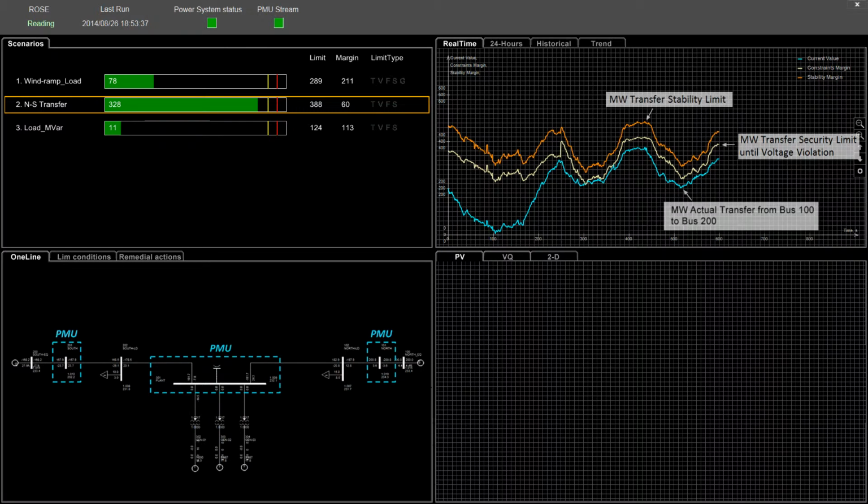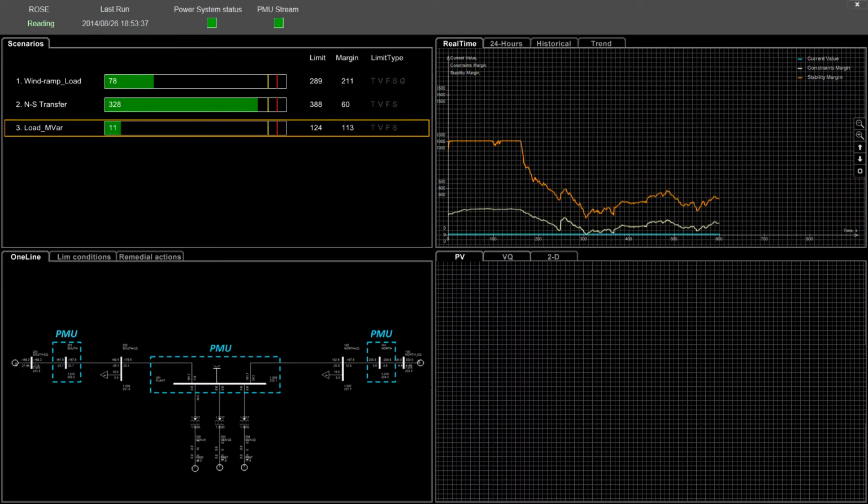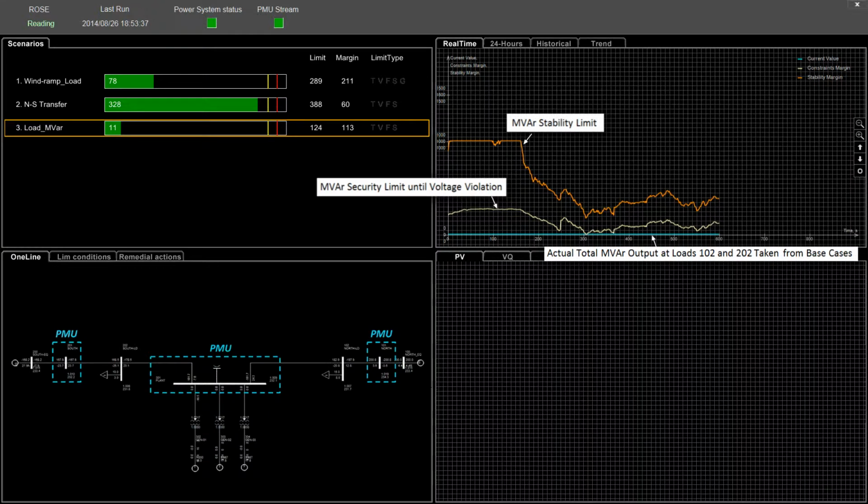In scenario 2, we simulate additional transfer from north to south by increasing generation at bus 100 and decreasing generation at bus 200. We compute megawatt margin while simulating additional transfer for the current value of wind. In scenario 3, we compute reactive power margin by scaling reactive power of loads 102 and 202. We compute megavar margin at system loads.